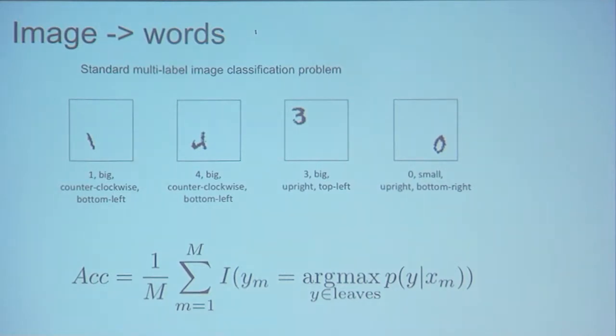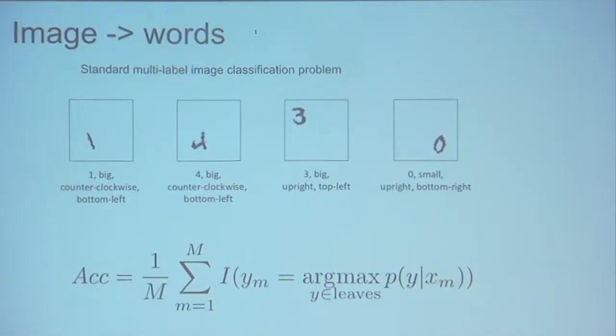So if we give it the image X, we infer Z and we ask it to predict Y, that's just standard label prediction. That's kind of boring. It's just standard multi-label classification. It's easy to evaluate, right? You just ask, were the labels correctly predicted?